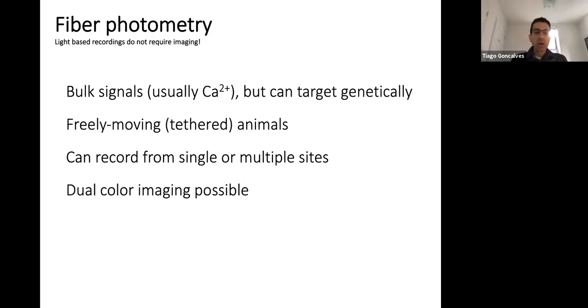This doesn't even require imaging, and this is a place I chose to start to say, whenever you want to do imaging recordings or photonic recordings, start simple. Never do anything more complex than what you actually need. And for a lot of stuff, just recording bulk signals is great, and it's enough.